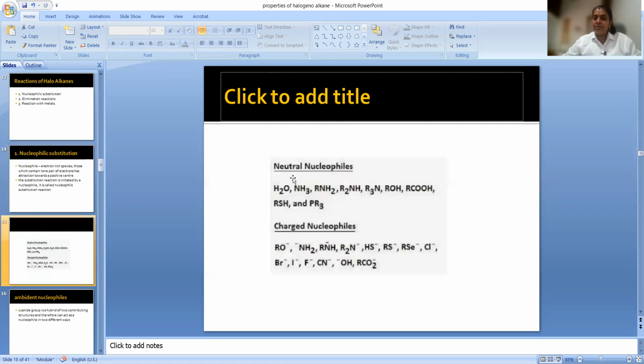These are examples of charged nucleophiles and neutral nucleophiles: Cl minus, I minus, Br minus, F minus, NH2 minus. And these are the neutral nucleophiles, but they are electron-rich because they have lone pairs of electrons. We have learned this in grade 11: water has two lone pairs, nitrogen has one lone pair. Since they have an excess pair of electrons, they are electron-rich, so these will all act as nucleophiles.